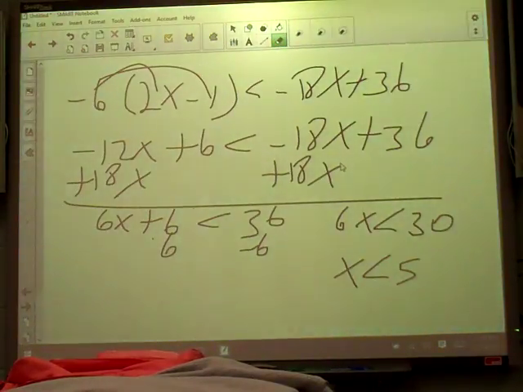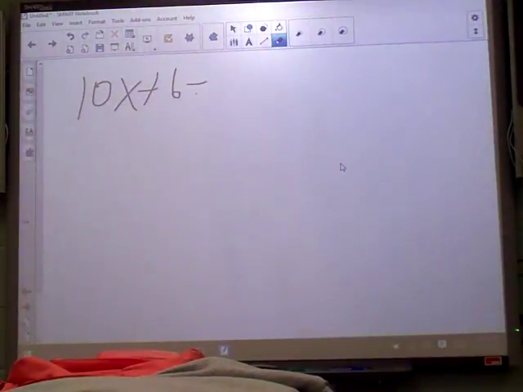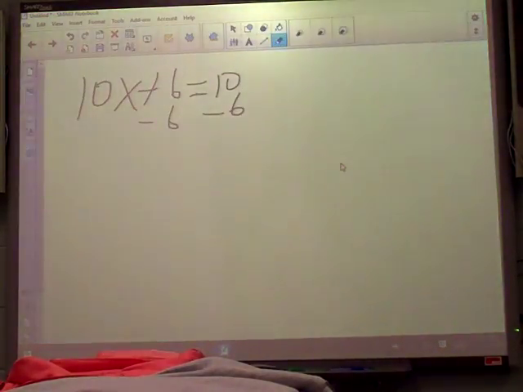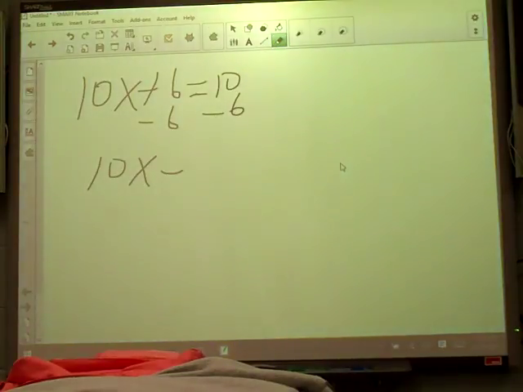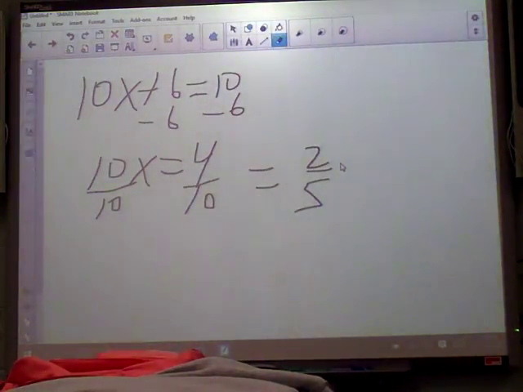Alright, on 6, we got an easy little equation to solve. 10x plus 6 equals 10. First thing I would do would be to subtract my 6 from both sides to get me 10x is 4. Then I'm dividing by 10. 4/10, also known as 2/5, which is B.